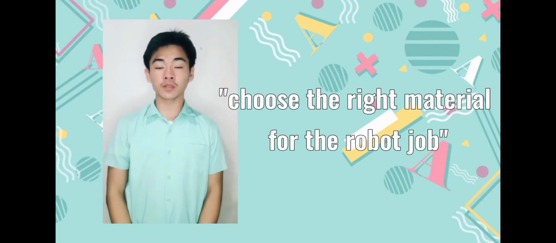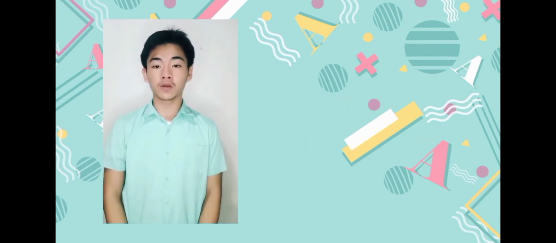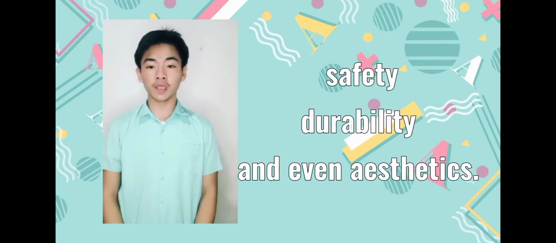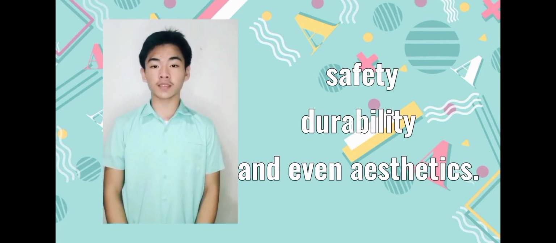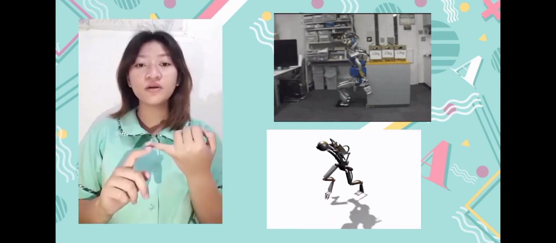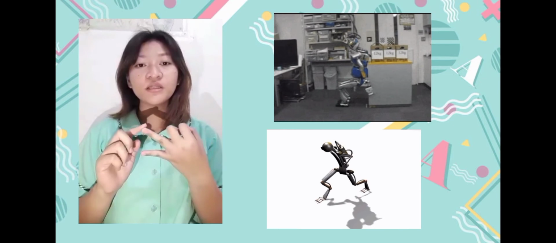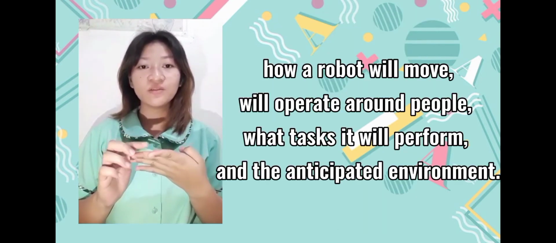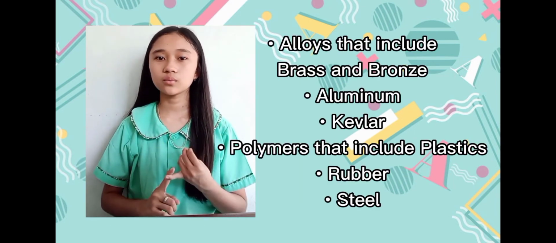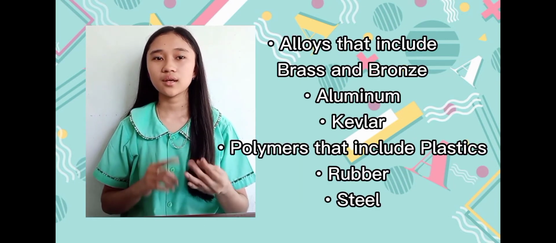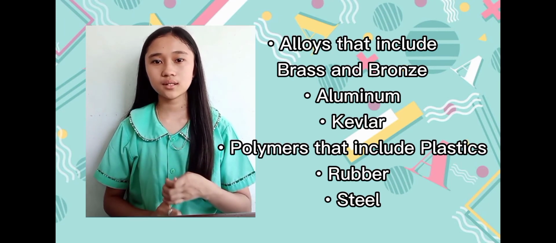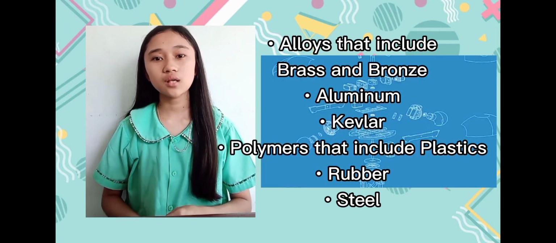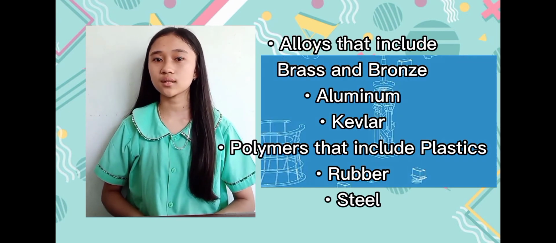It is important to choose the right material for the robot job. Your choice of material will affect its safety, durability, and even aesthetics. Any design project should include considerations of how a robot will move, whether it will operate around people, what tasks it will perform, and the anticipated environment. Alloys that include brass and bronze, aluminum, Kevlar, polymers and plastics, rubber, and steel are some of the materials to keep in mind when designing and constructing robots.